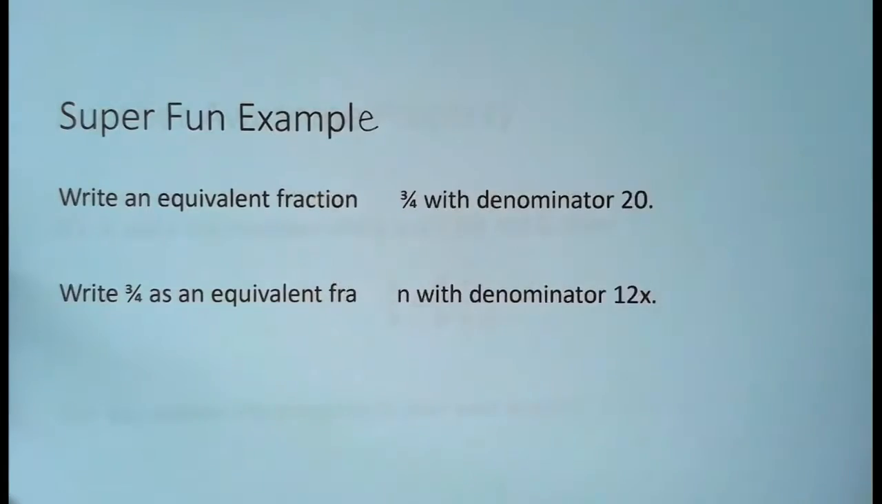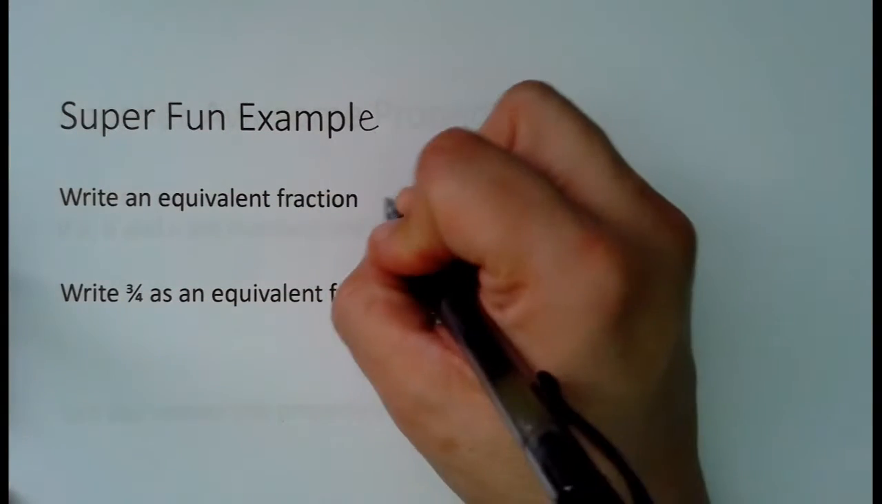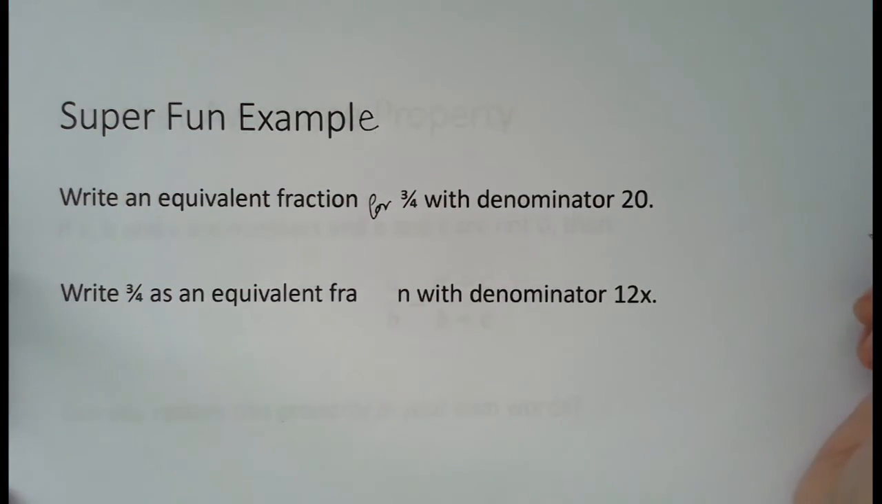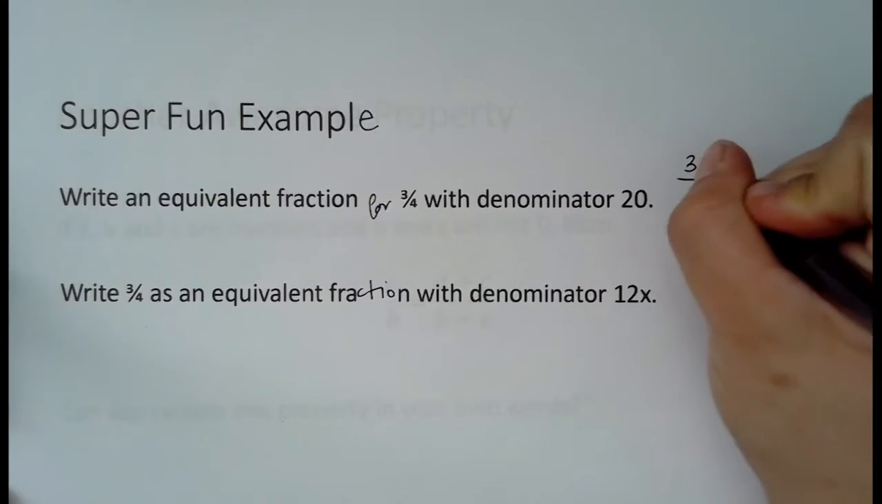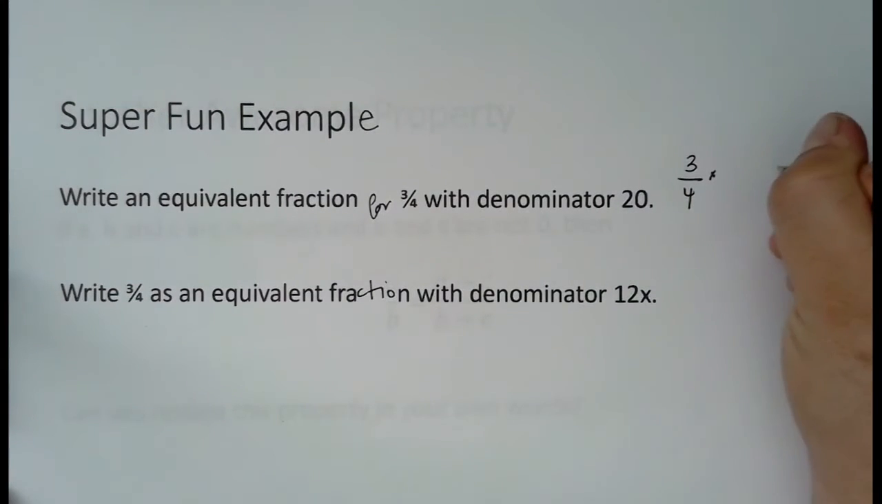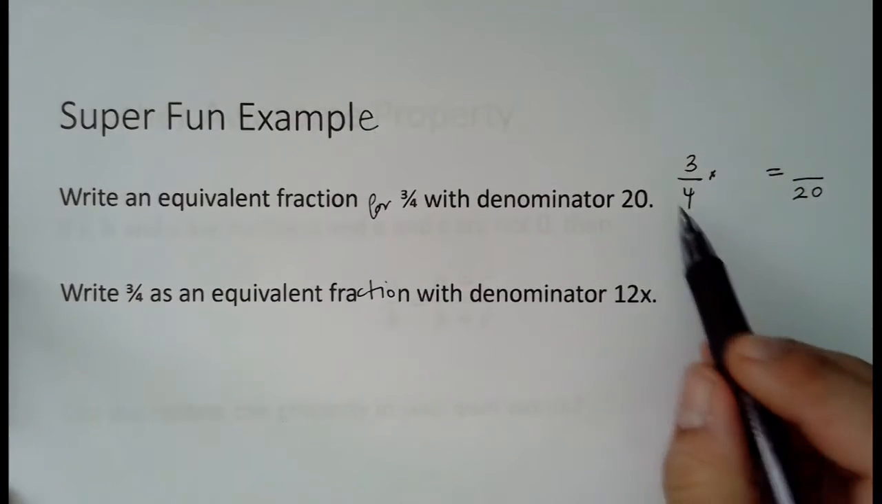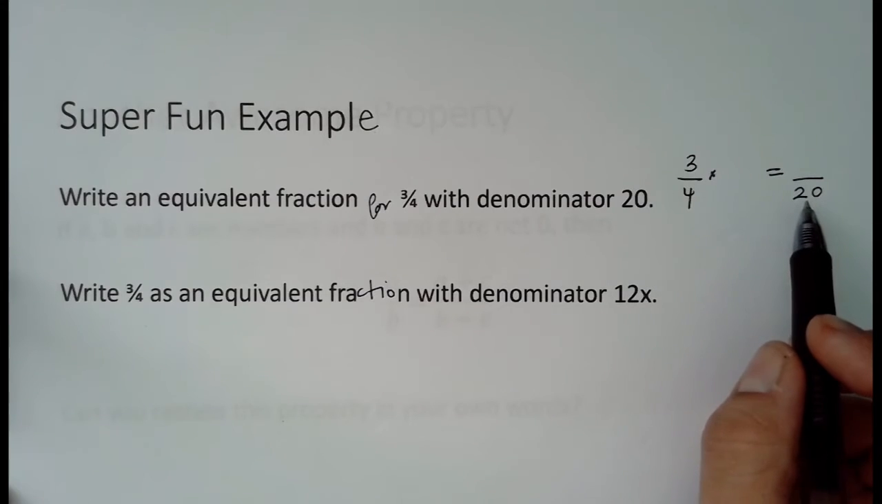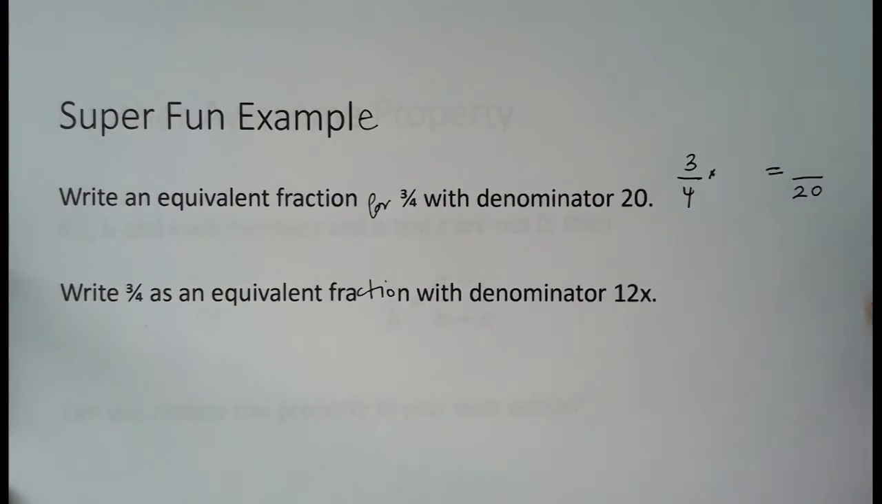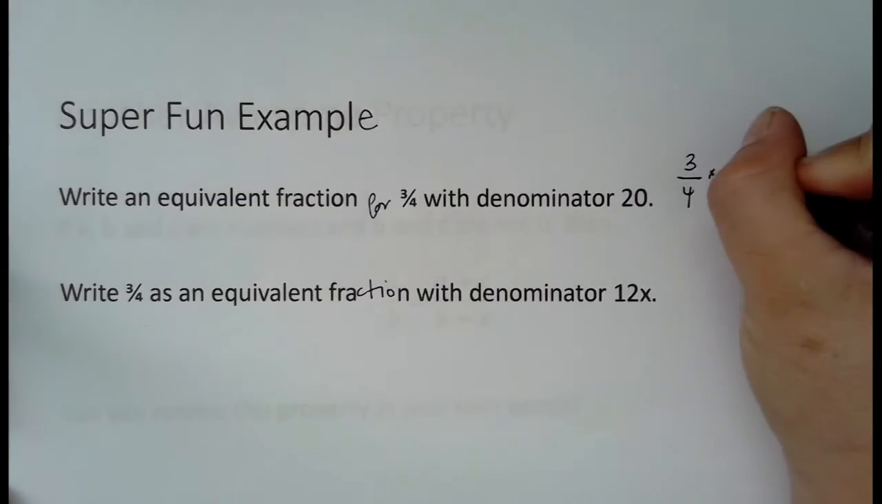Write an equivalent fraction for 3/4 with denominator 20. So let's go ahead and do that. We have 3/4, and we're going to multiply this by something, but we want to have the denominator equal to 20. So what do we need to multiply 4 by in order to get that 20? 4 times what gives me 20? If you answered 5, you're correct.